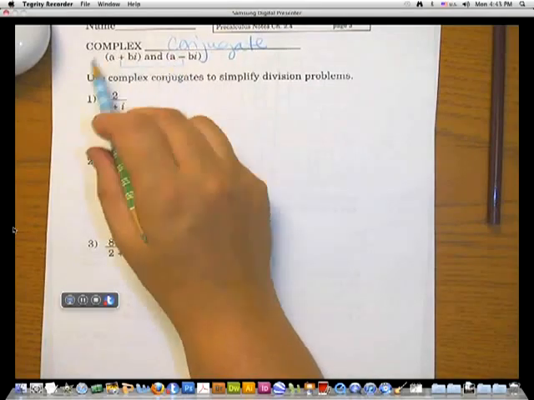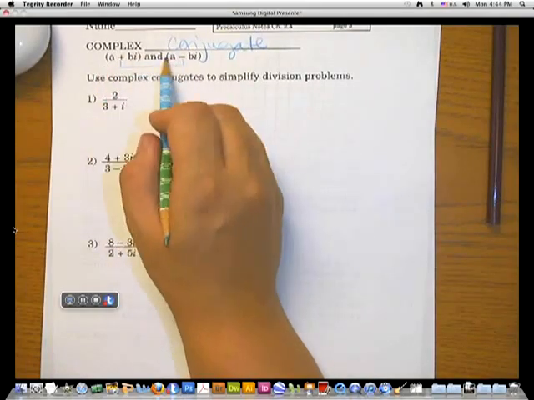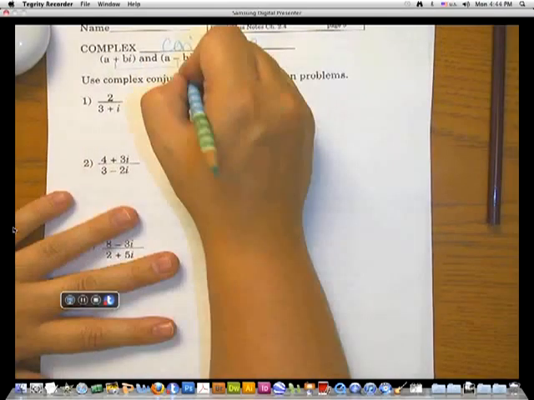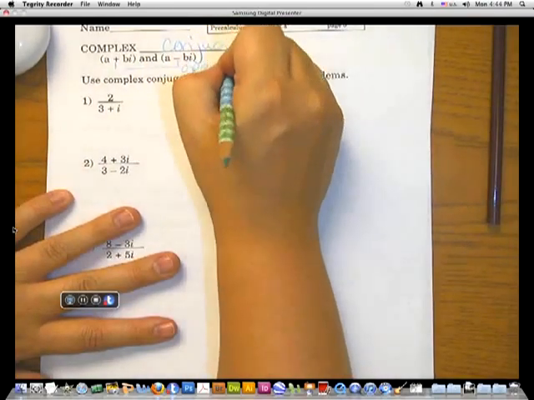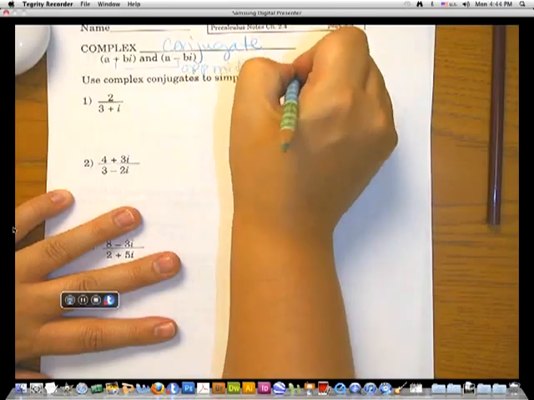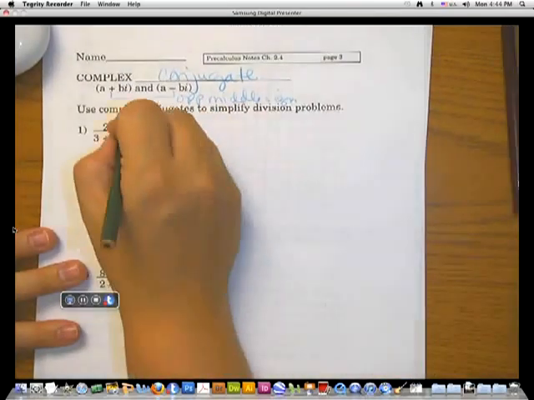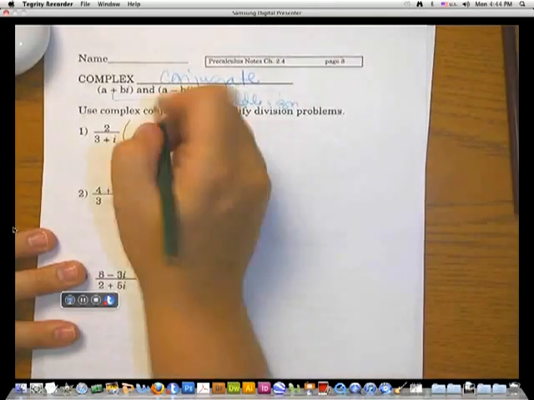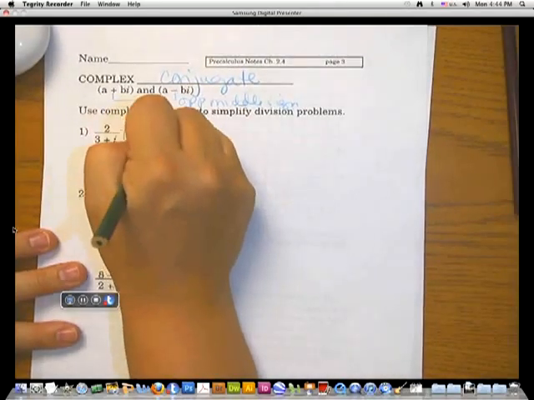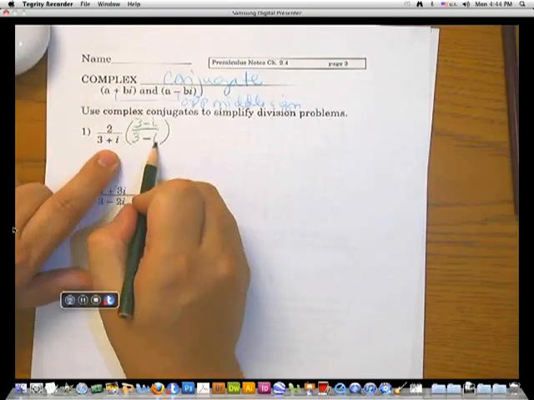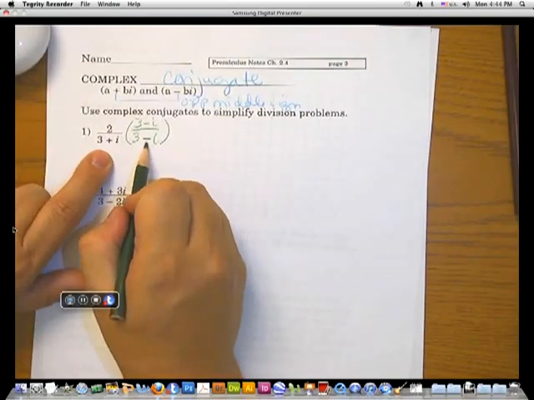We don't care about the front sign. So if they're positive, it stays positive. If it was negative, it would stay negative. The only thing that is different is an opposite middle sign. Everything else is the same. So on the first example, 2 over 3 plus i, the conjugate that I'm going to multiply top and bottom by is 3 minus i. Same numbers, same order, opposite middle sign.